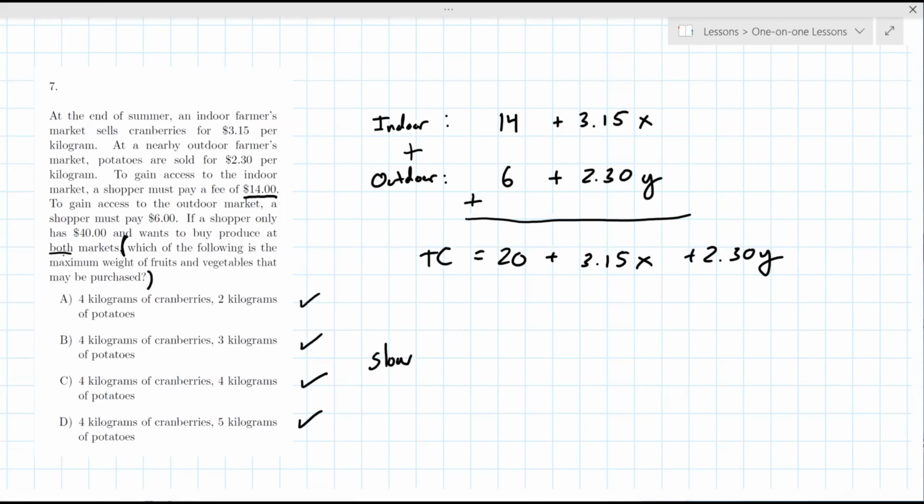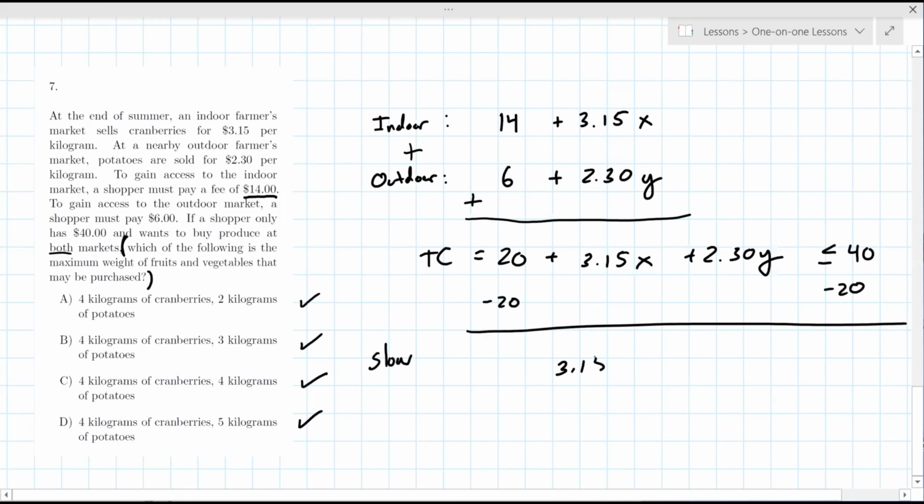This is also an example of a question where you really have to know what they're asking for, because there's a lot of forks that could take you down the wrong path here. They have a maximum of $40, which means that the total cost here has to be less than or equal to 40. If you subtract 20 from both sides, and you do that because they have to spend that no matter what, because they're going to buy at both markets, the most they can spend is $20 on the cranberries and the potatoes.